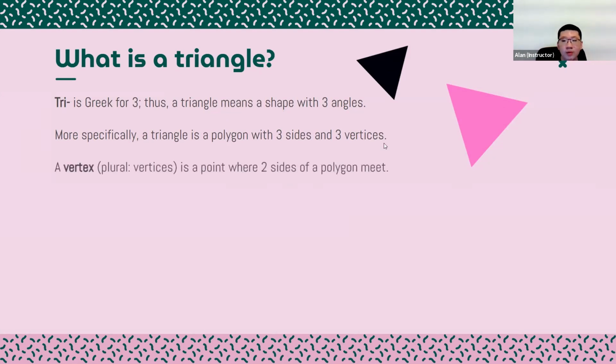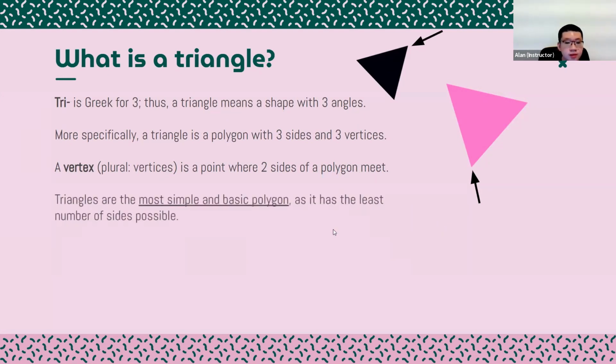You might not know what a vertex is. A vertex, whose plural is vertices, is a point where two sides of a polygon meet. As you can see in the triangle, there are three vertices. Usually the vertices are just the points on the very ends of the triangle. Here are some arrows pointing to the vertices.